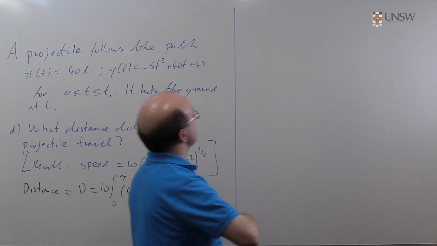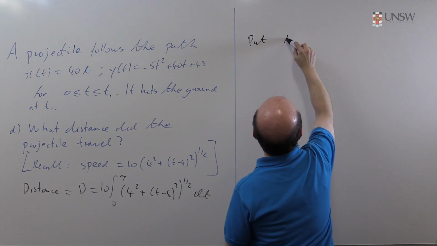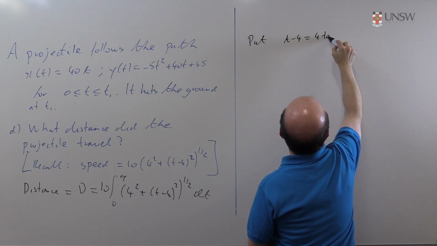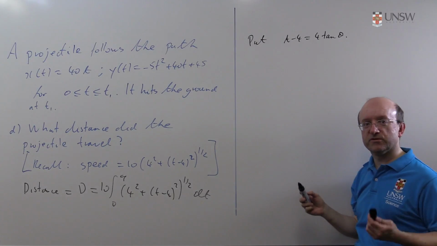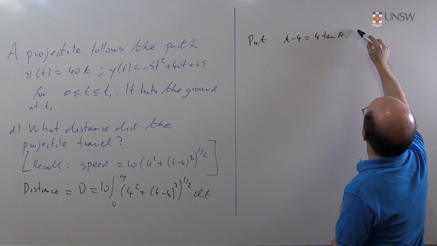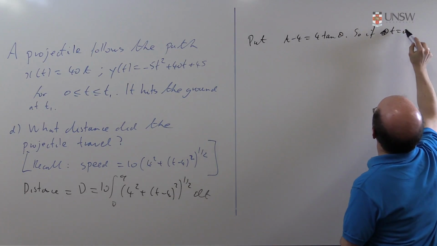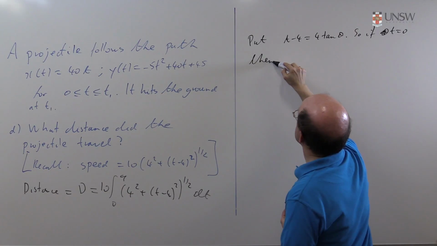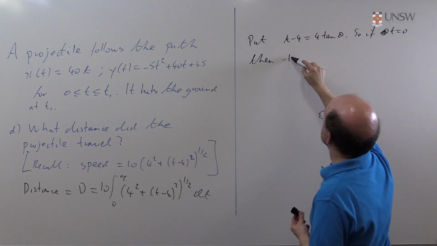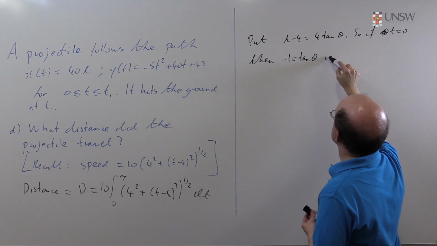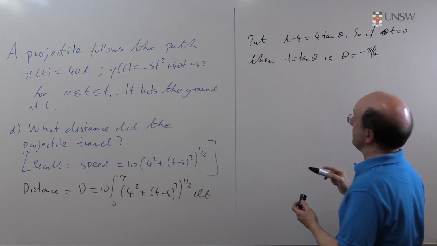So we will put t minus 4 equal to 4 tan theta. So, well, first thing we're going to do is sort out the limits as well. So we can say that if t is 0, then, well, we're going to get tan theta is minus 1. In other words, theta is minus pi over 4.